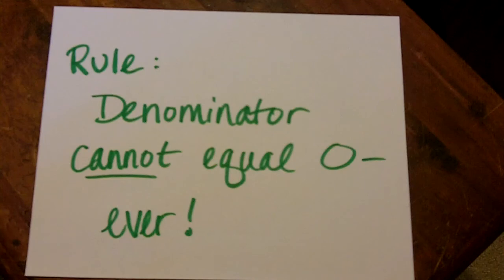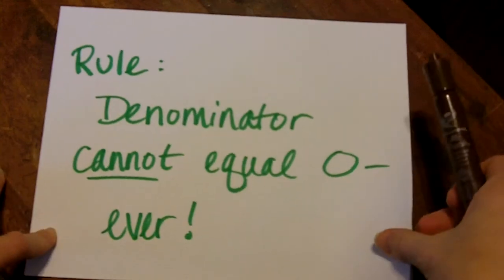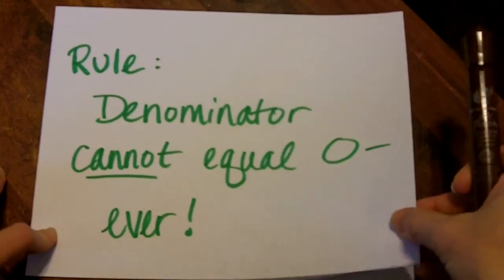Rule that cannot be broken: the denominator cannot equal 0. Don't forget that rule.